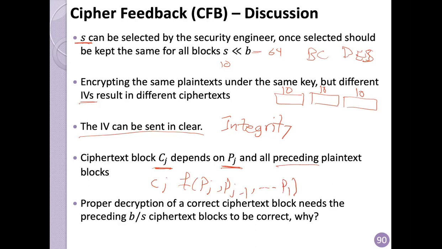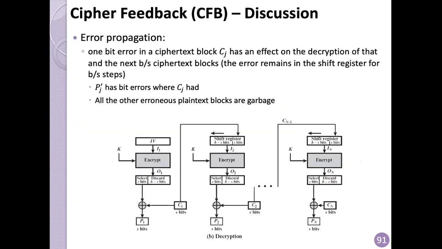Okay, and the last thing that we need to know about this is the error propagation. Proper decryption of a correct ciphertext block needs the preceding B over S bits of the ciphertext to be correct. If they are not correct, that error will happen.